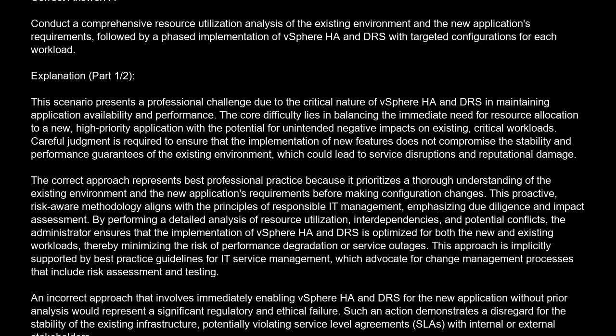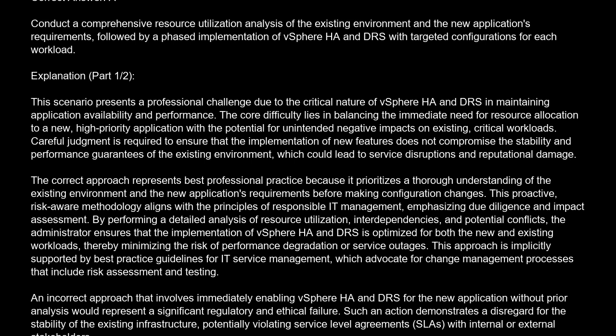Correct answer is A. Conduct a comprehensive resource utilization analysis of the existing environment and the new application's requirements, followed by a phased implementation of vSphere HA and DRS with targeted configurations for each workload. Explanation. This scenario presents a professional challenge due to the critical nature of vSphere HA and DRS in maintaining application availability and performance. The core difficulty lies in balancing the immediate need for resource allocation to a new, high-priority application with the potential for unintended negative impacts on existing, critical workloads.